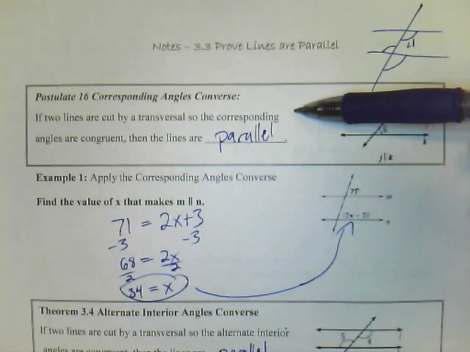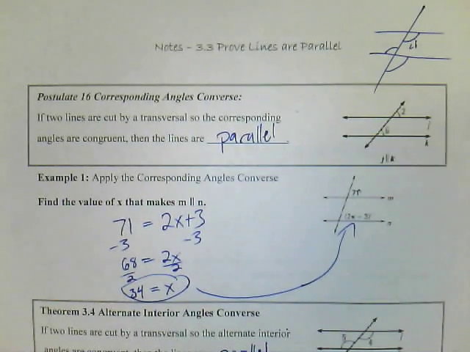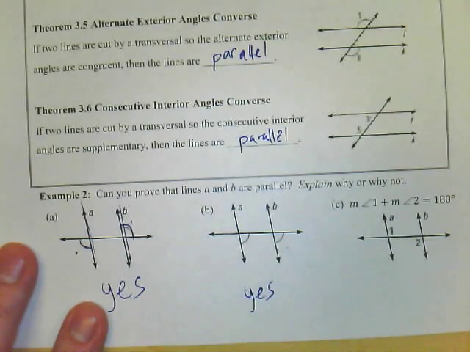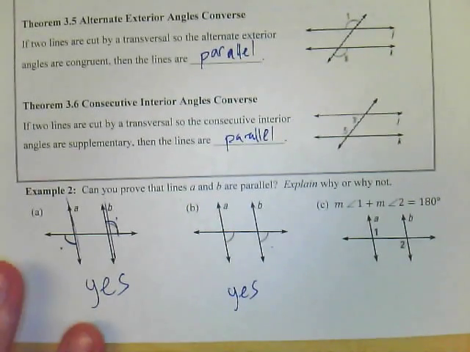By the corresponding angles converse, if we have corresponding angles that are congruent, that means that the lines are parallel. So yes, these lines are parallel to each other.